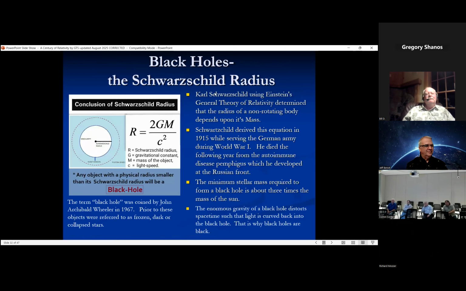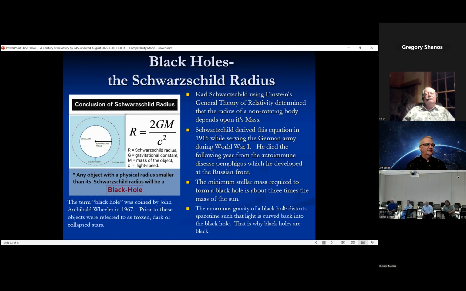And then black holes, the Schwarzschild radius. Karl Schwarzschild came up with this equation while he was in the foxholes in the German army during World War I. Can you believe that? So he was writing physics equations while being shot at in foxholes. Unbelievable, but he died a year later, unfortunately, due to an autoimmune disease he developed. But he figured out that the minimum for a stellar mass black hole needs to be about 3 solar masses.